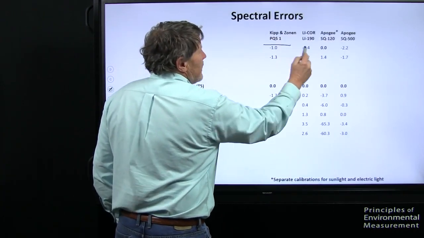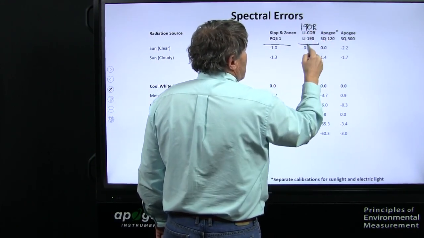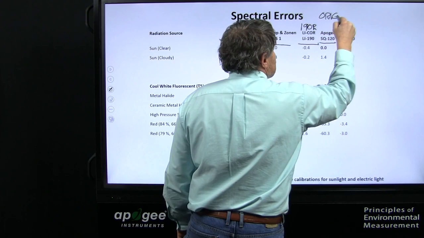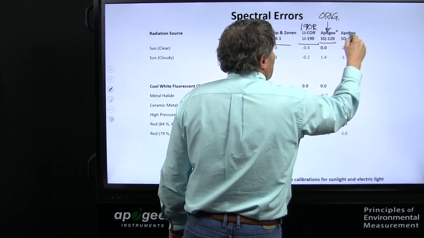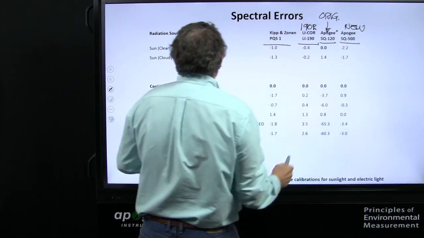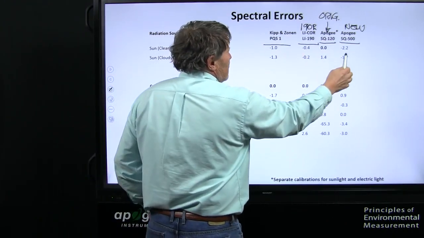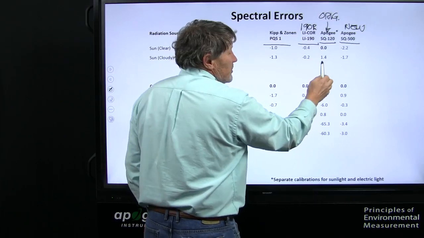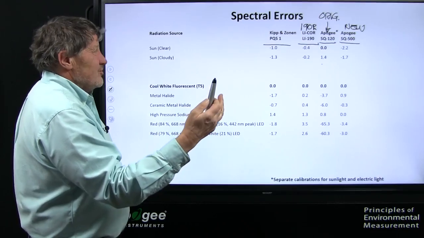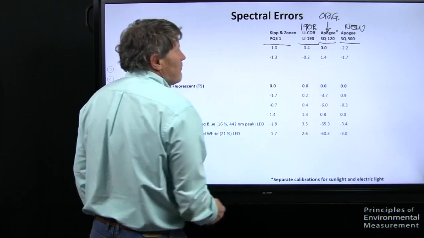Kipp & Zonen, LI-COR, and this is also the 190R, is very close to this. And then the original Apogee, and the new Apogee, I'll put new right here. Sunlight and cloudy, these are all tiny errors. So you really don't need the full spectrum to be accurate if you're just doing sunlight measurements. Any errors less than, certainly 1%, are very tiny. Even 2% errors are fairly small for these.